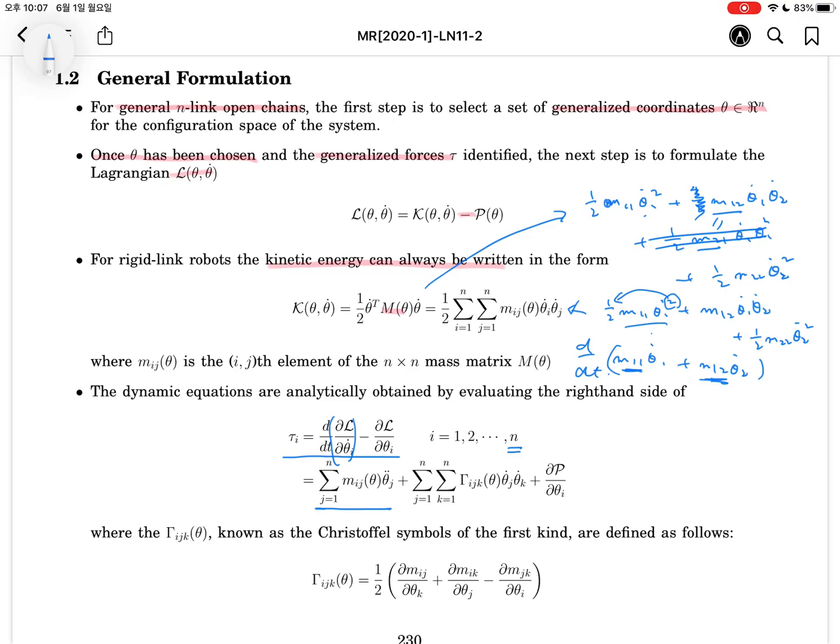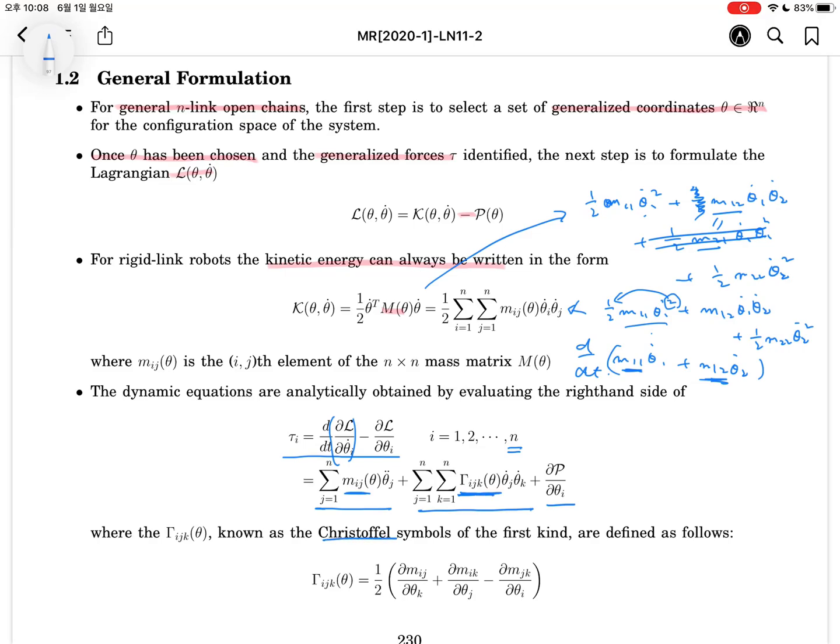This is the inertial related term, linear terms of theta double dot. This is the centripetal and the Coriolis terms in quadratic form. This is the potential energy related term. Actually it implies the gravitational torque or force. Maybe you know the M. M is the i-j element of the inertial matrix. But this gamma, maybe you have seen it for the first time.